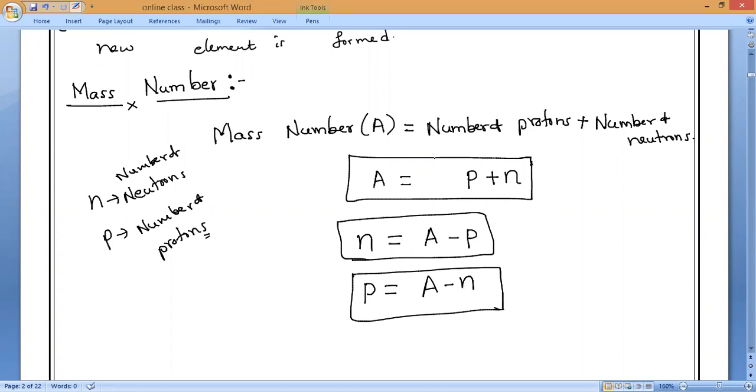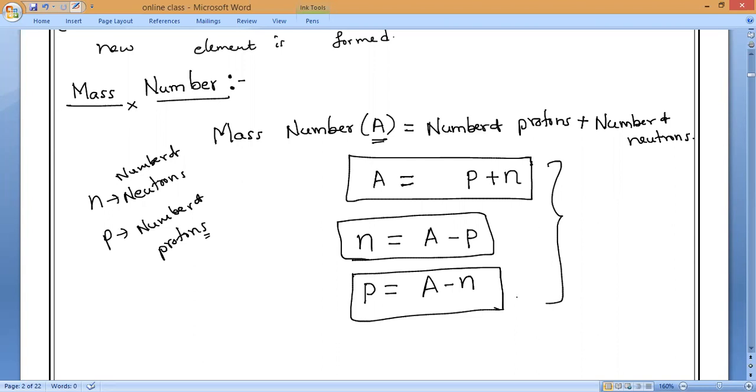So all of you remember, atomic number means only the number of protons. Now mass number, the symbol is A. Mass number A is equal to number of protons plus number of neutrons. That is what is called mass number. Is it okay, everyone? Yes. We are not considering the mass of electrons.